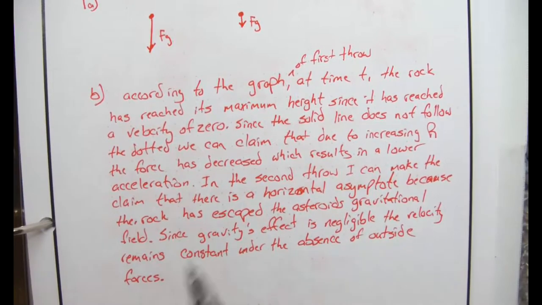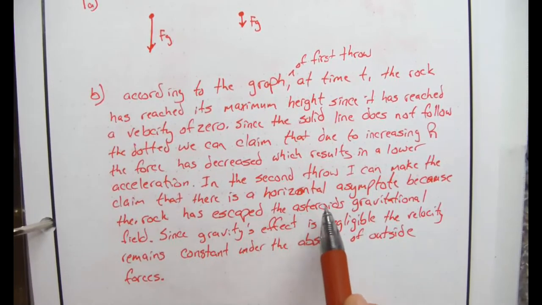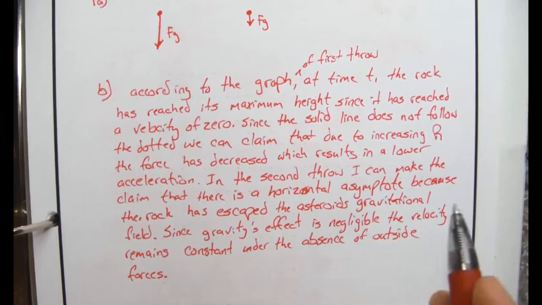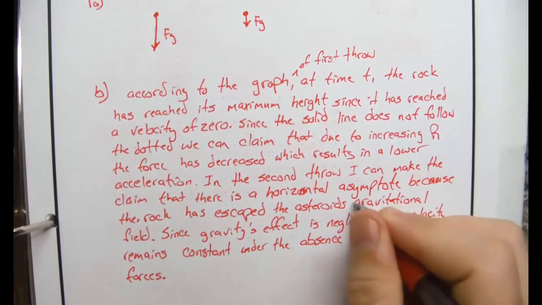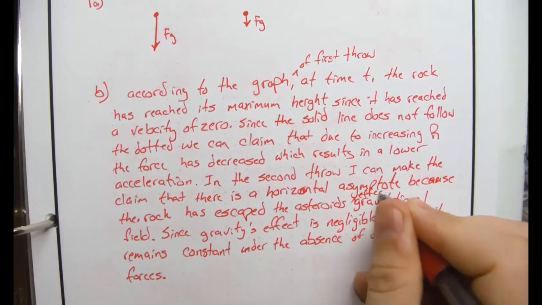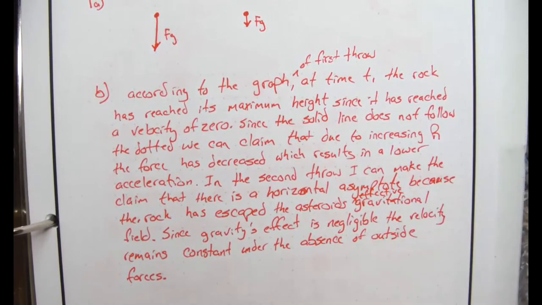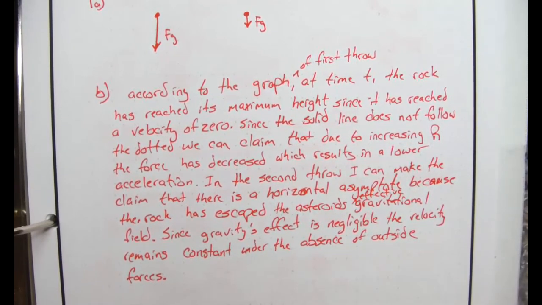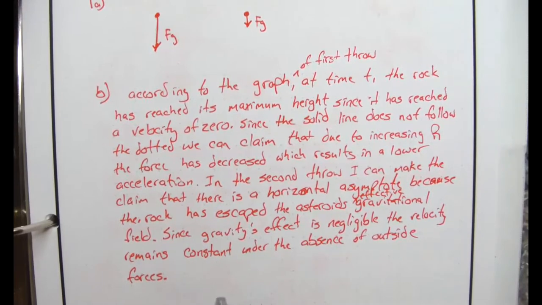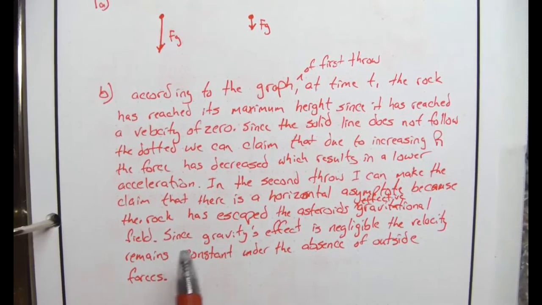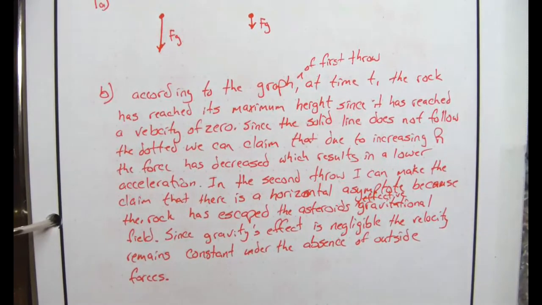Maybe I should have put the rock has escaped the asteroid's effective, non-negligible gravitational field, something like that. Since gravity's effect is negligible, the velocity remains constant under the absence of outside forces. Okay.